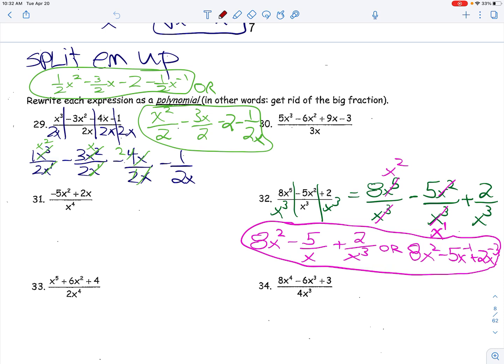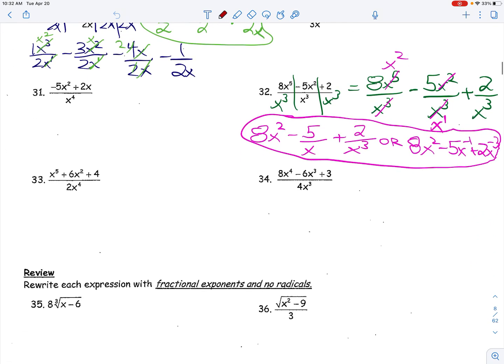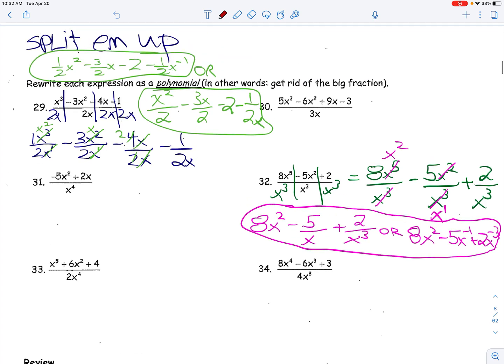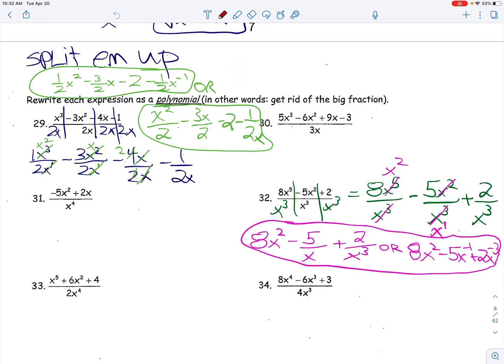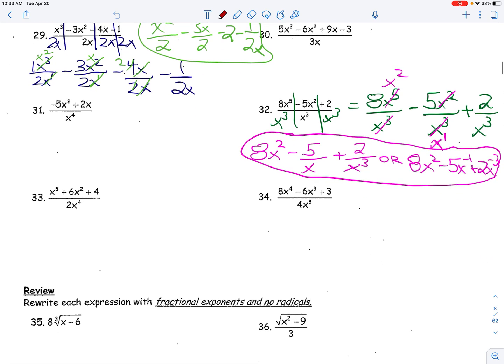But let's see here. What do I want to do? Kick things off here for today. I guess I'll do one more of these questions with rewriting each expression as a polynomial. Just chopping it up, people, splitting them up, as I say. All right, which one do I want to do here? Let's do 33. See what we got? Split them up.